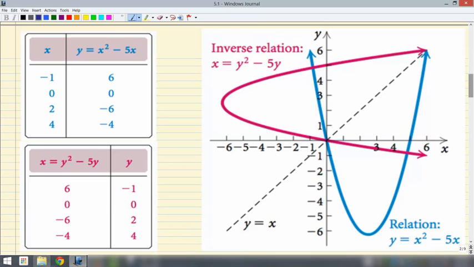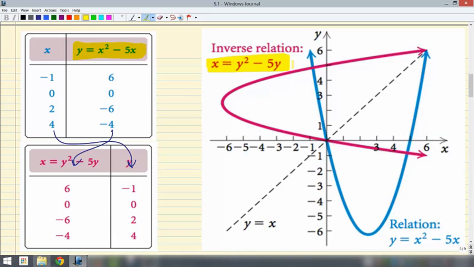So in this example, we have a function which happens to be y equals x squared minus 5x. And if you graph that, you get this parabola, the blue parabola. If you then swap the x and y columns, so the x column becomes the y column, and the y column becomes the x column, you get the red graph. And if you tilt your head 45 degrees clockwise, you'll notice that there's a symmetry between these two.